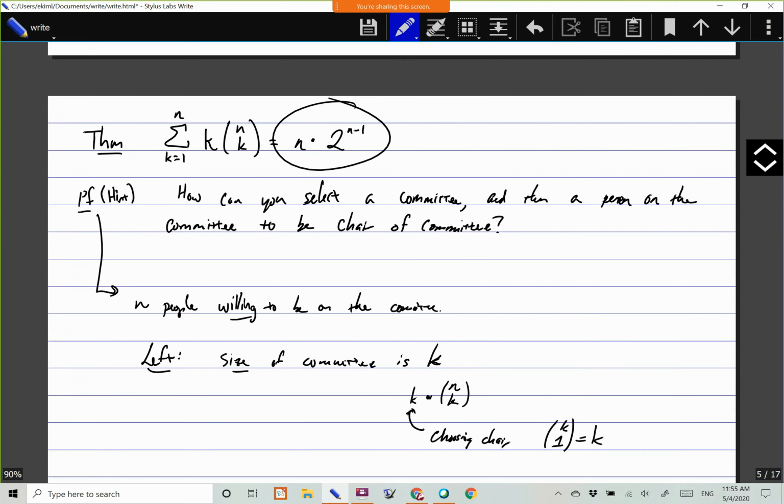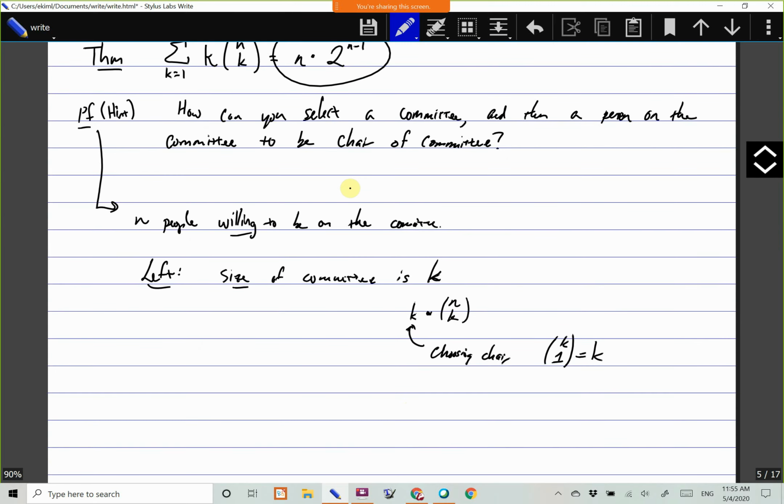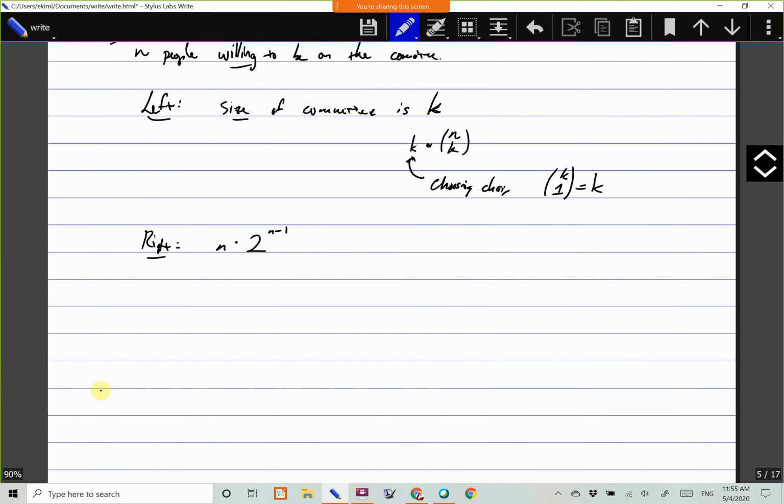The right side is rather different. I'll write this down here so I don't have to point all the way up there. The n comes first. Out of all n people willing to be on the committee, just choose the chair first. And then 2 to the n minus 1. When I see 2 to the power, I'm always thinking about power sets, all the subsets.